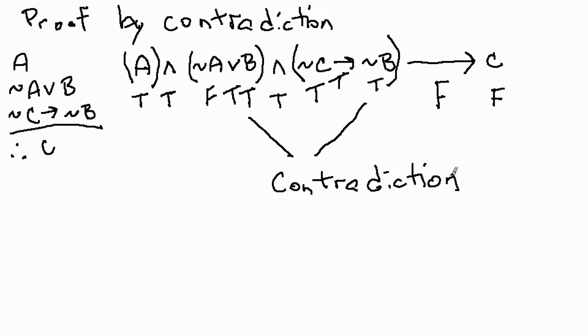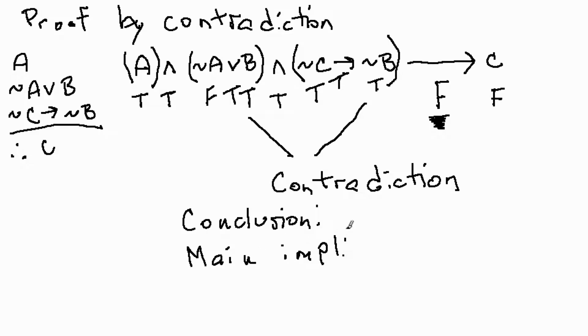Now we derived this contradiction by assuming that our original implication is false. So our conclusion is that the main implication is true. In other words, this is incorrect. And the conclusion here is that the argument is valid.